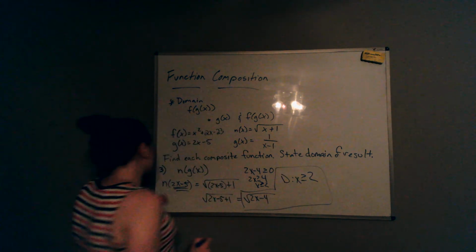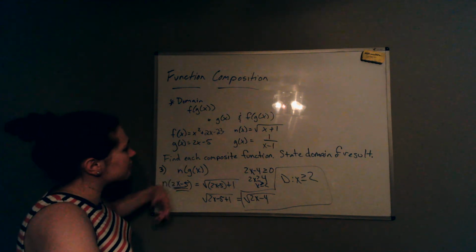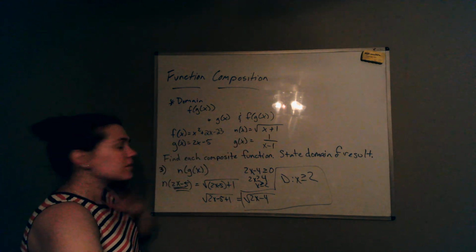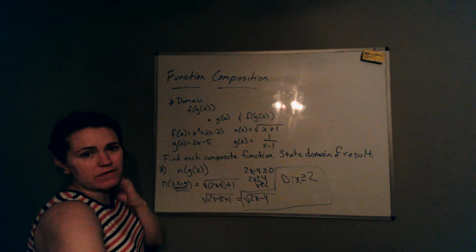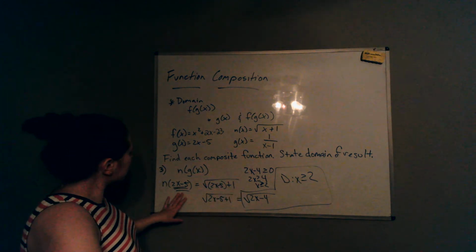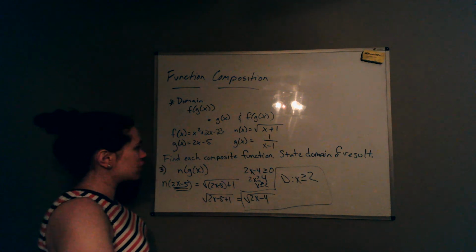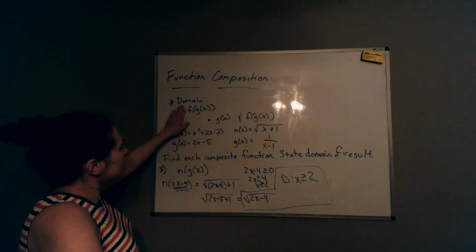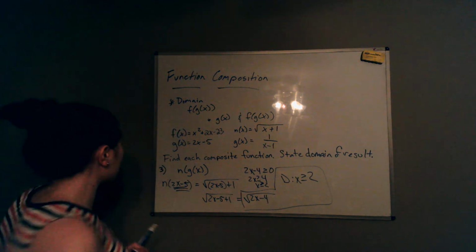Notice, we do not take into account the outer function's domain here because we never really have the square root of x plus 1. We have 2x minus 5 inside of the square root of x plus 1. That's why you only look at the inner function and your newly composed function, okay? We don't need to look at the outside one. All right, let's do one more.